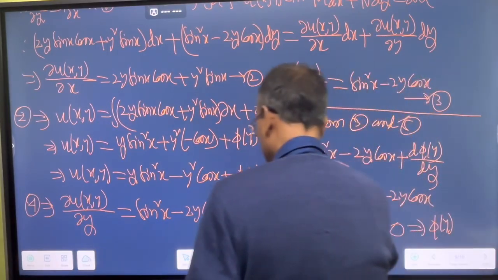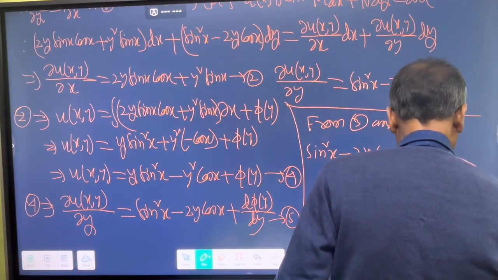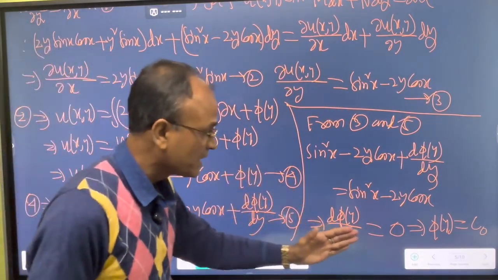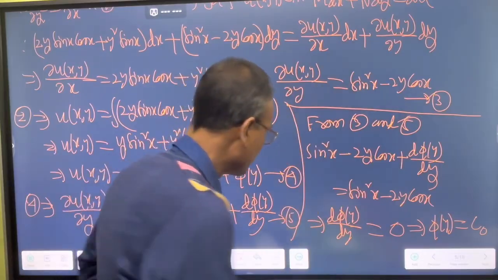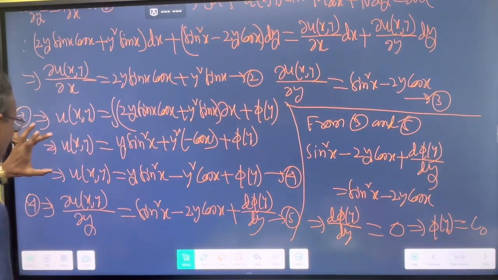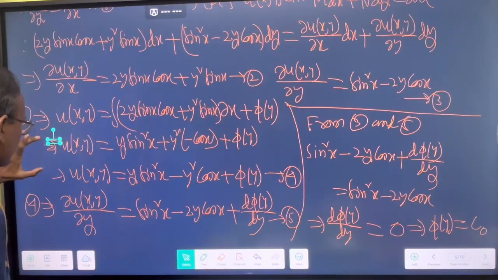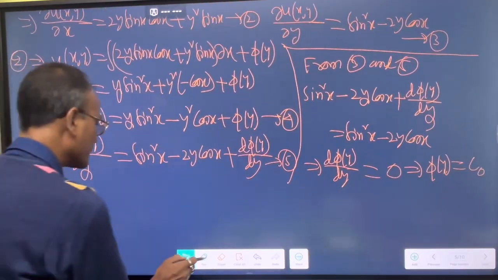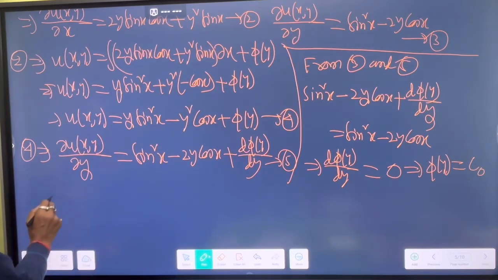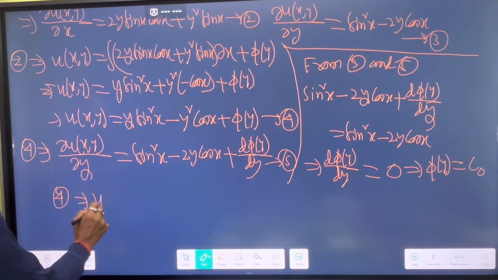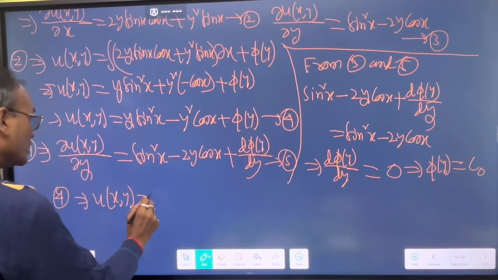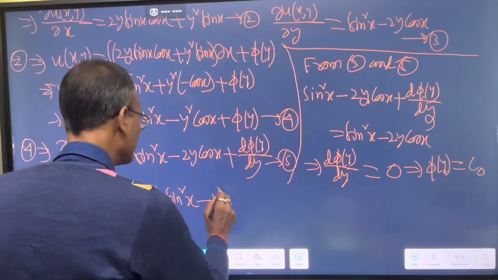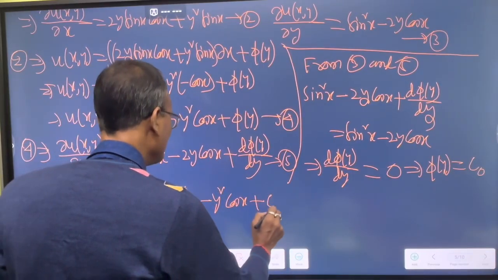Suppose this is C naught, constant. Pi y equal to constant. Now substitute the value of pi y in 4. Therefore, 4 implies u_xy equal to y sin square x minus y square cos x plus C naught.